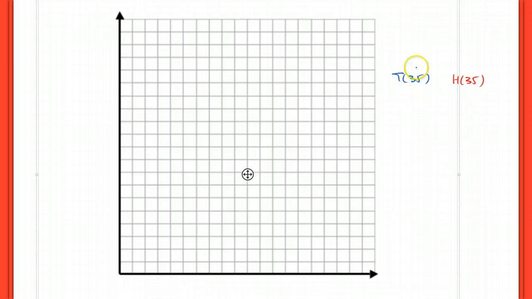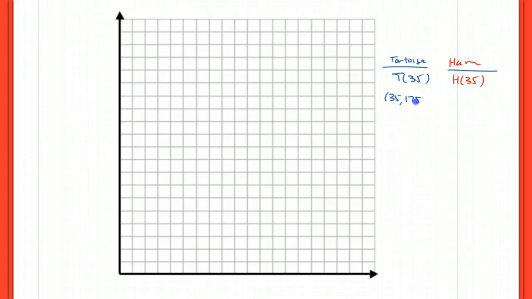I'm writing these in different colors because our hare function does not share the same points as our tortoise function. These are two separate lines, so I want to keep them separate from each other. At 35 minutes, that was 1,750 feet for the tortoise, and at 35 minutes for the hare, he is at 800 feet. So that's how you're going to list your coordinates here.